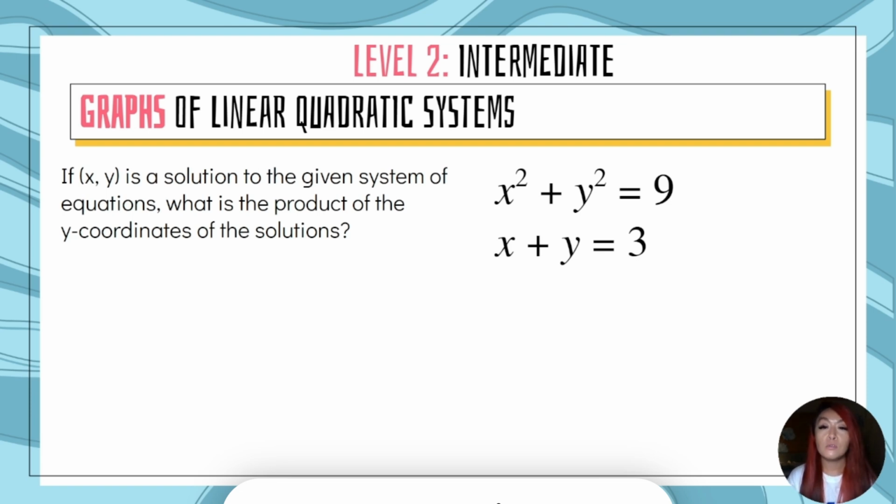If (x, y) is a solution to the given system of equations, what is the product of the y coordinates of the solutions? So we have the system here, x squared plus y squared equals 9, and x plus y equals 3. So what do we need to do here to answer this problem? It's asking us for the product of the y coordinates of the solutions. So we need to find the solutions, or most importantly, the y coordinates of the solutions, and then it's asking for the product. So that means that we have to multiply those values.